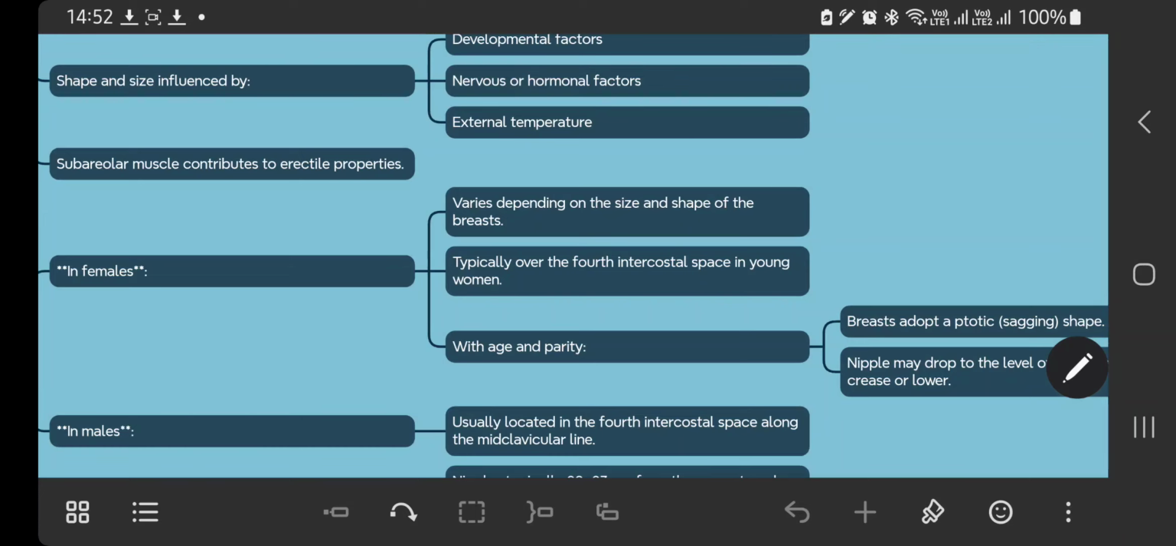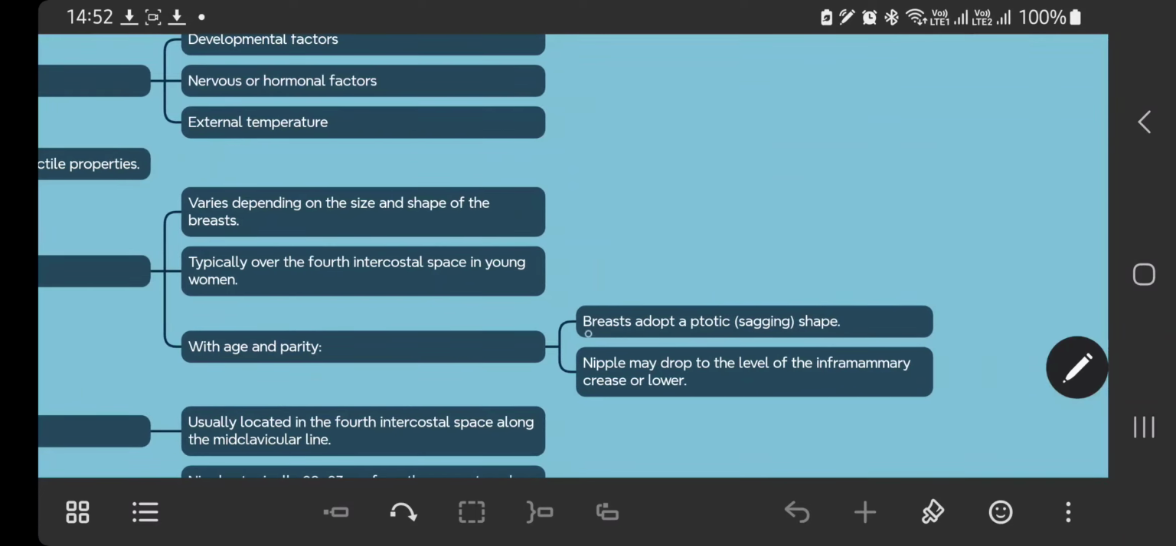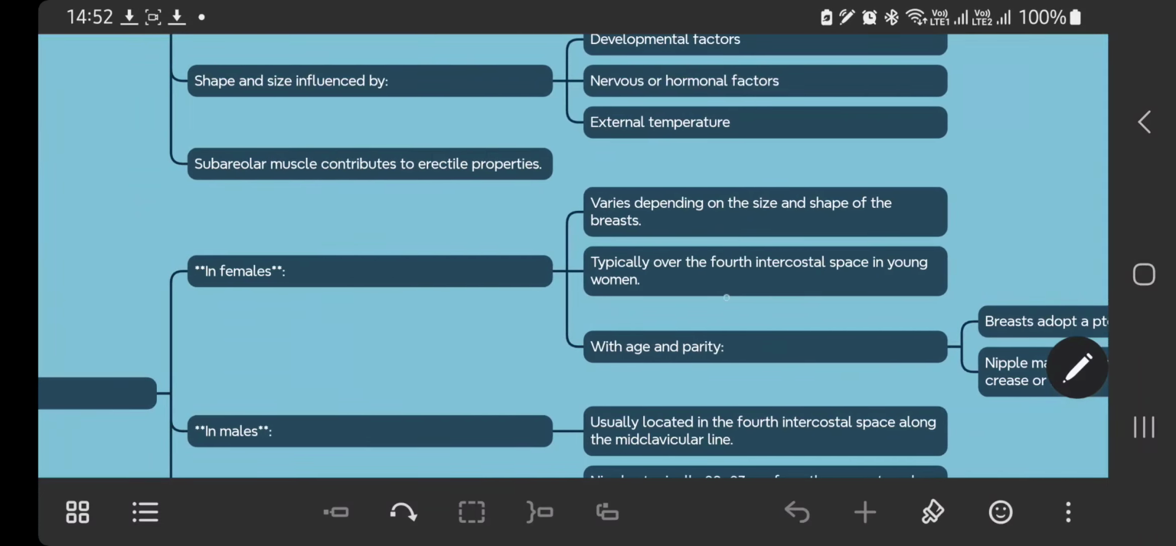And in females, with age and parity, the breast adopts a sagging shape. It sags down, and the nipple may drop down to the level of the inframammary crease or lower than that. And why? We will discuss this later.